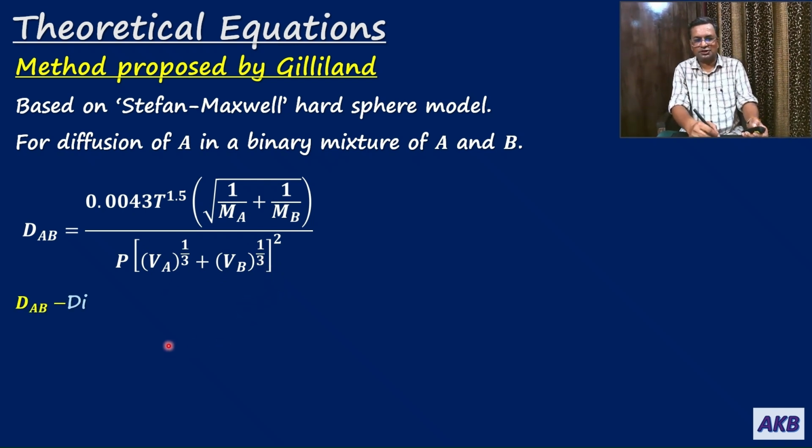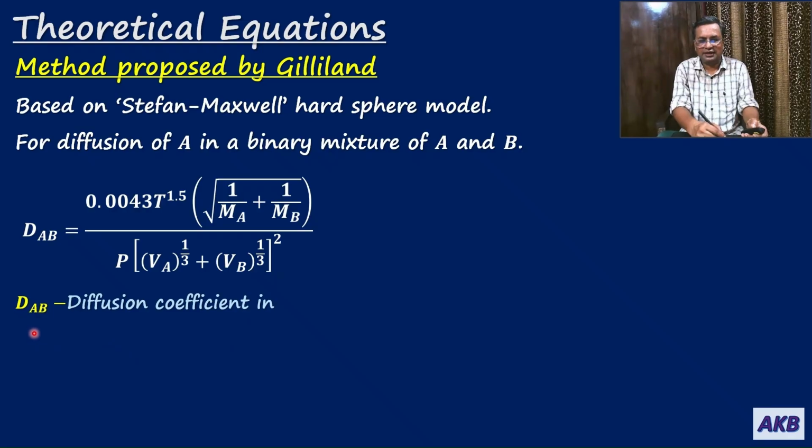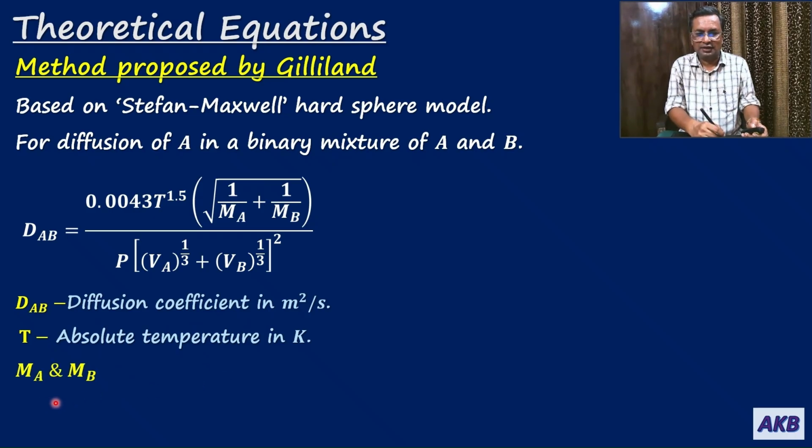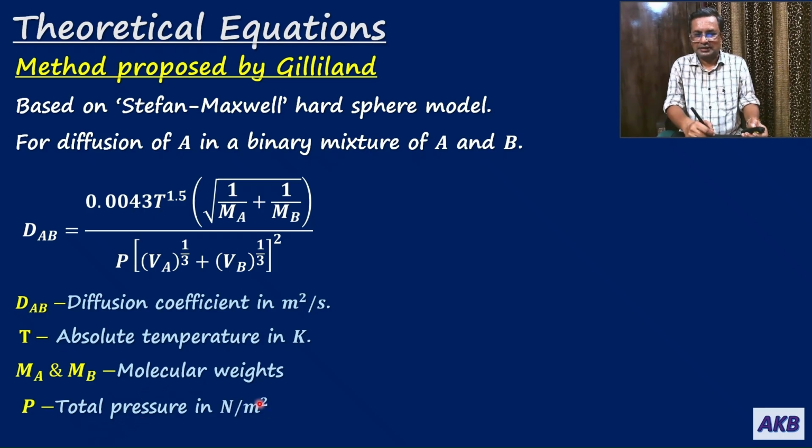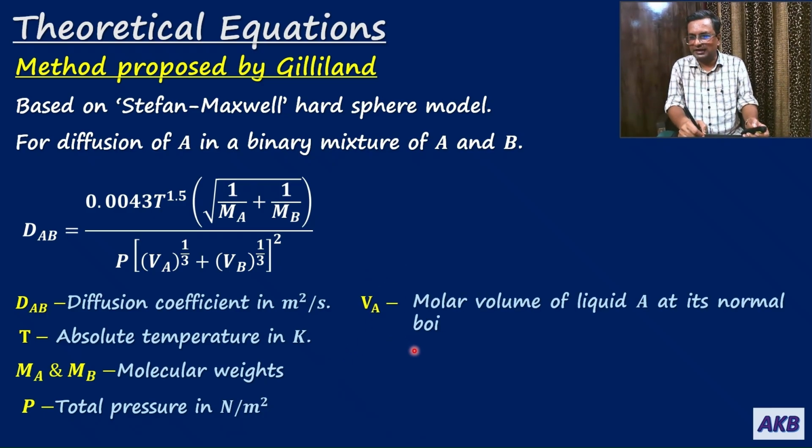Now what are the terms involved in this equation? DAB is the diffusion coefficient in meters square per second. T is the absolute temperature in Kelvin. MA and MB are molecular weights of A and B respectively. P is the total pressure, and in this equation it will be used in Newton per meter square. Then VA in this case is the molar volume of liquid A at its normal boiling point, and it will be in meter cube per kilomole.